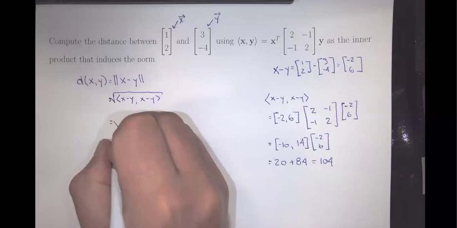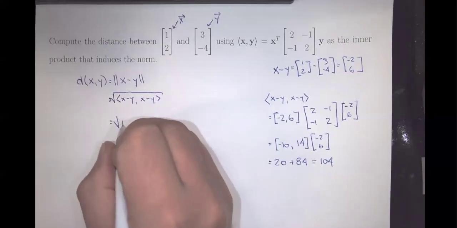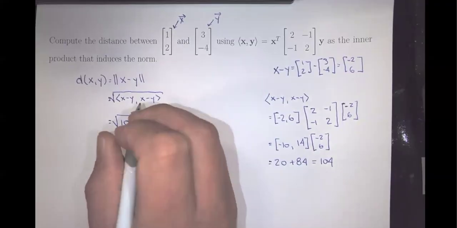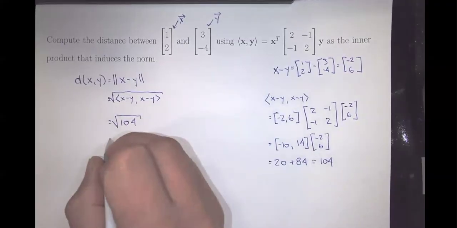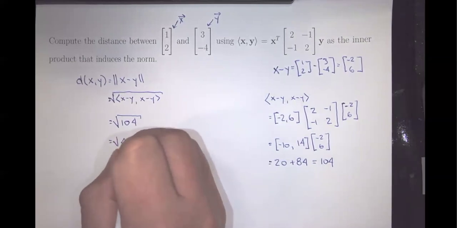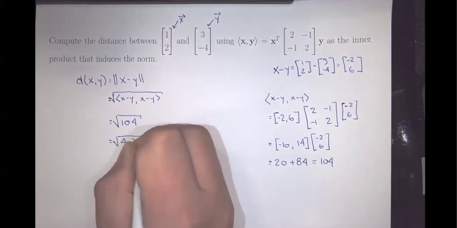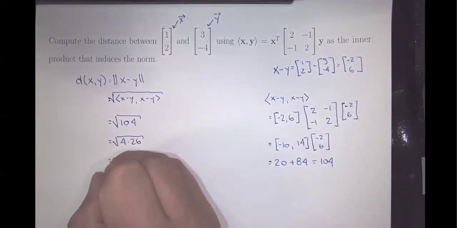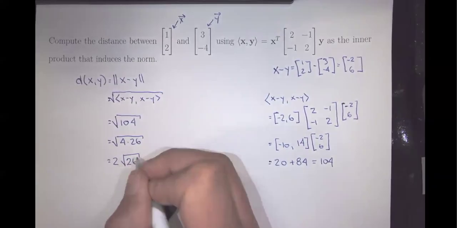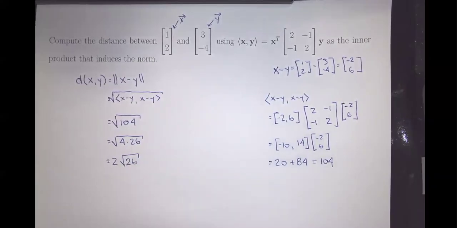So this is the root of 104. And 104 is divisible by 4. It's 4 times 26, which makes this 2 root 26. So the distance between these two vectors is 2 root 26.